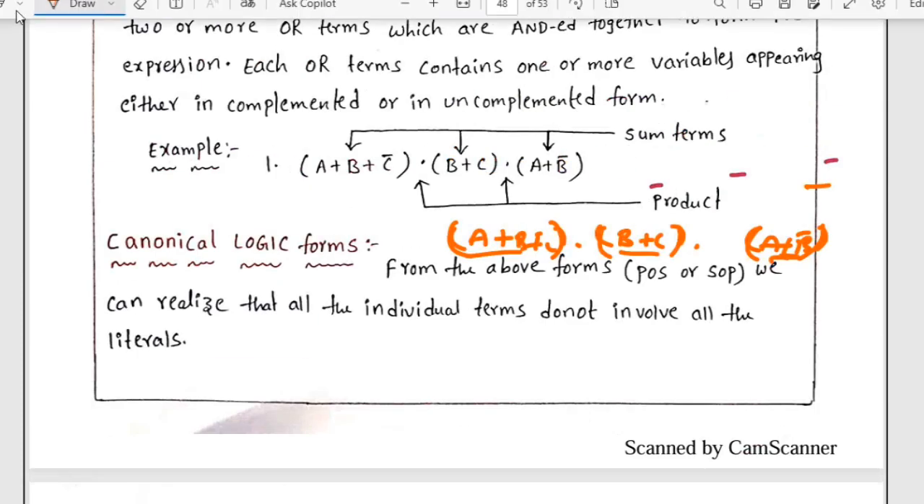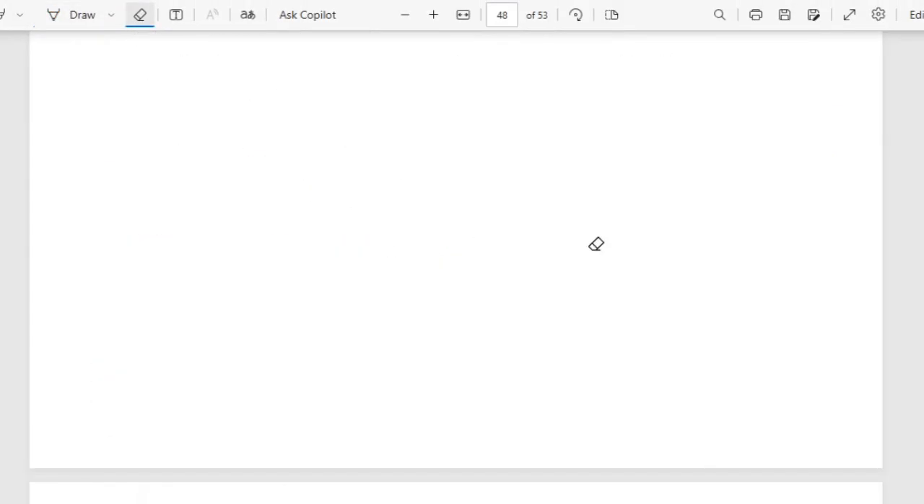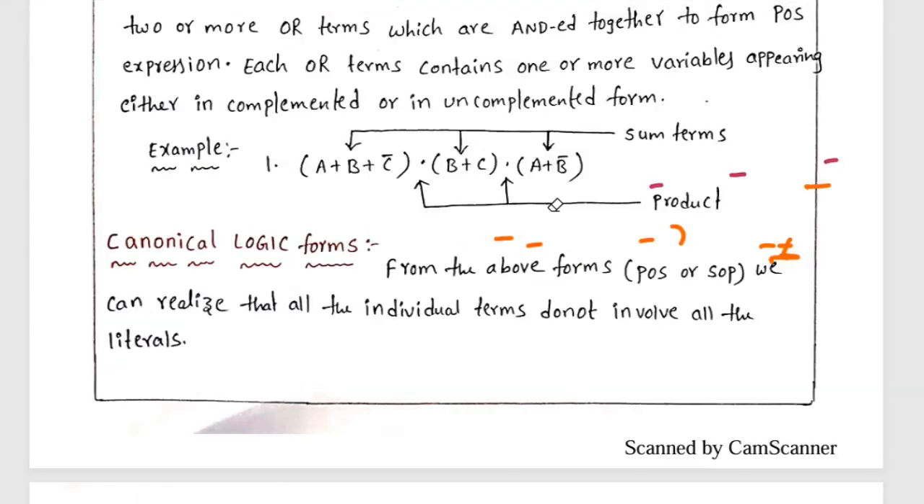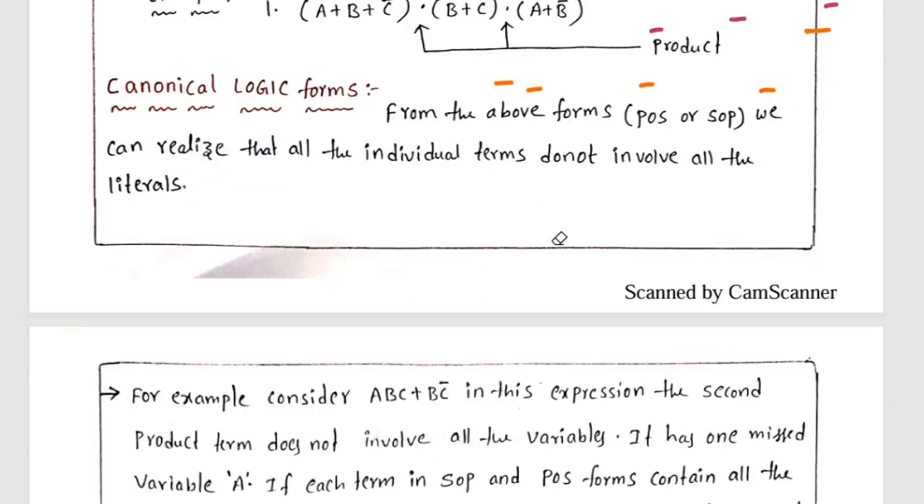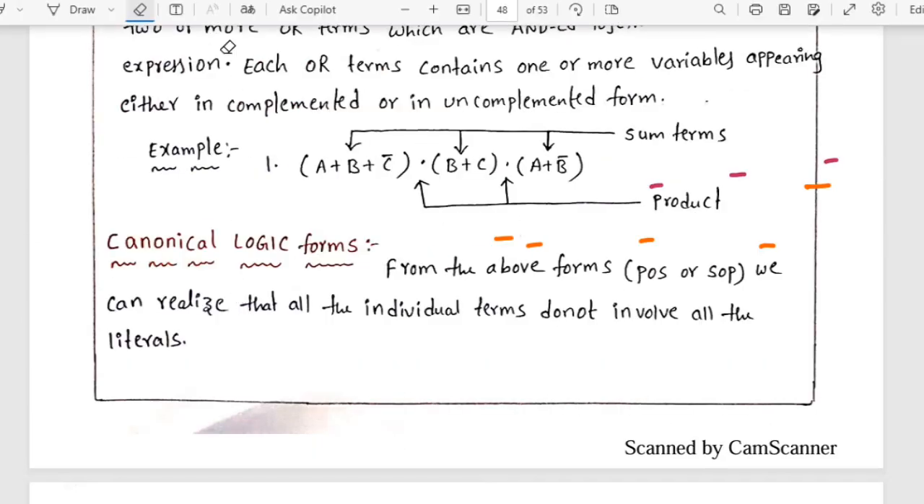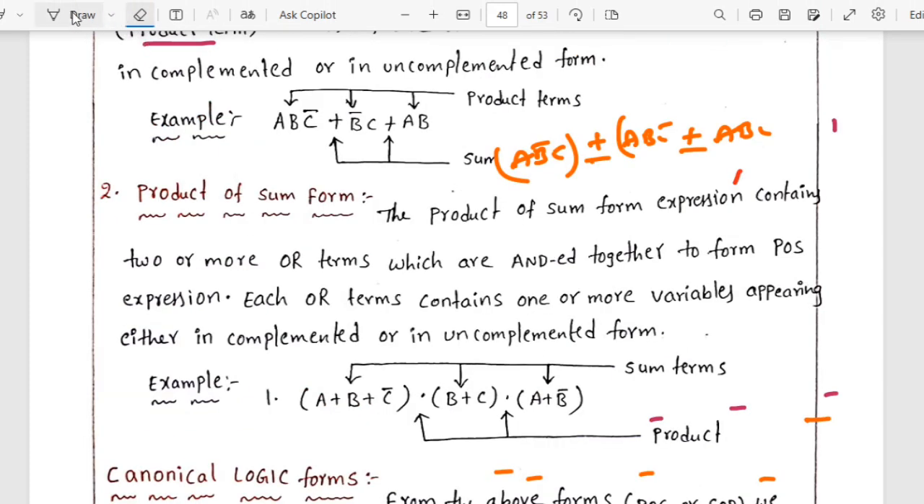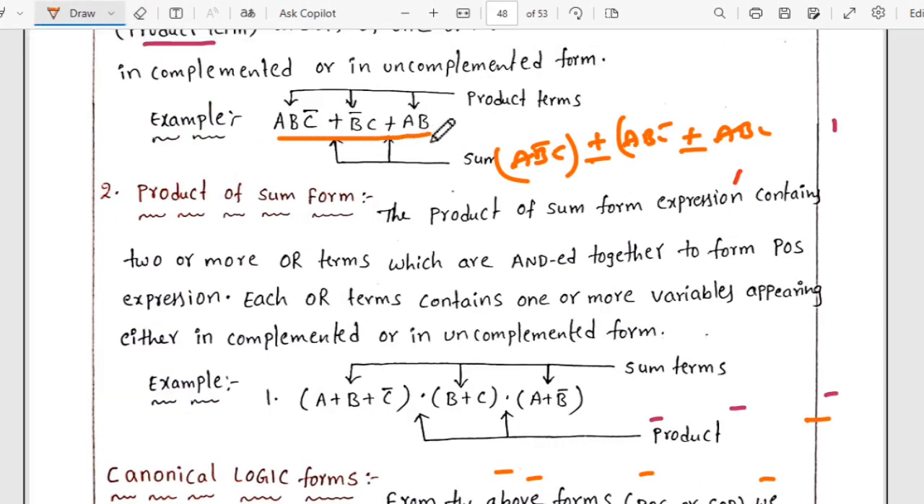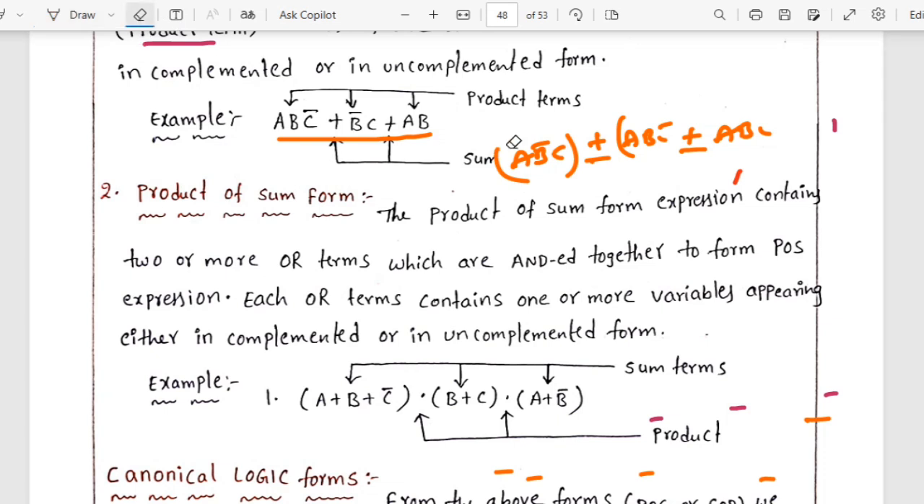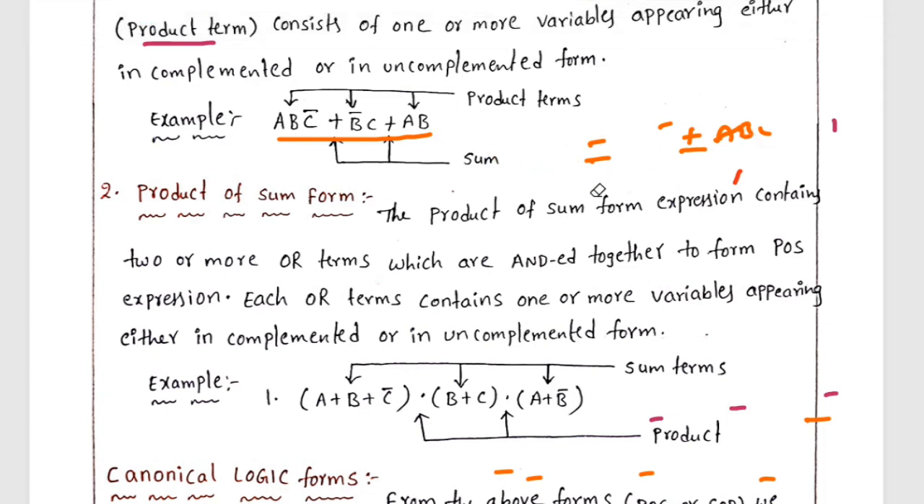Next, we are going to talk about canonical forms. Canonical form means what? Canonical logic forms. From the above terms, POS or SOP, we can realize that the individual terms do not involve all the literals. For example, look here. This is a sum of products only, but it does not include all the literals. Literals are variables, so some of the variables are missed here.